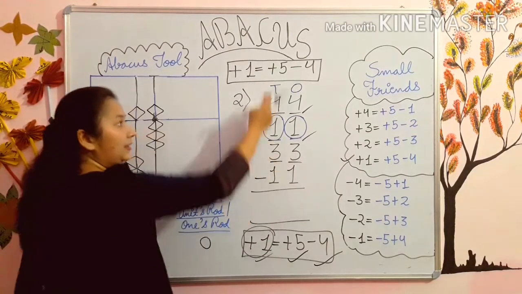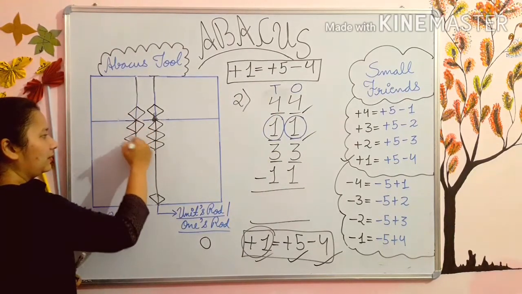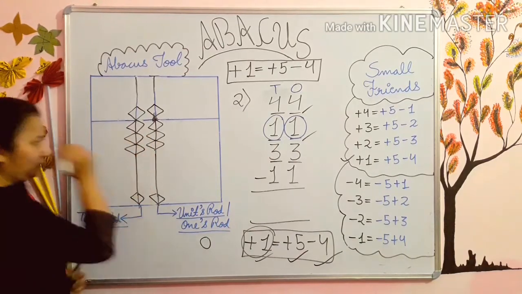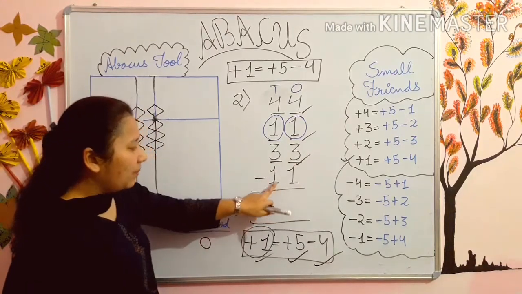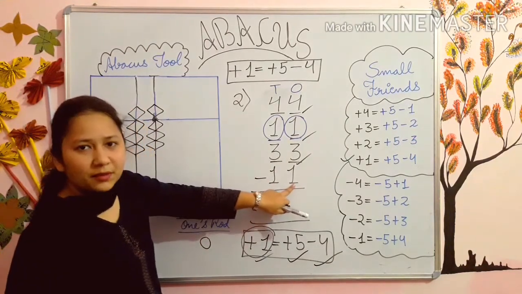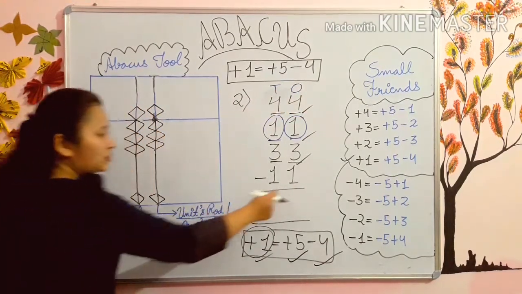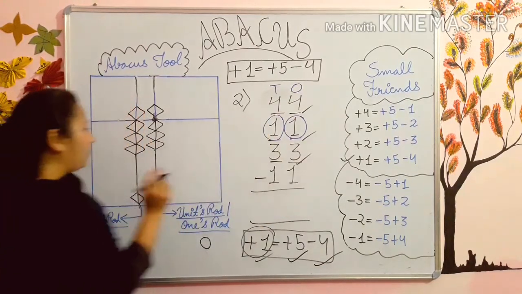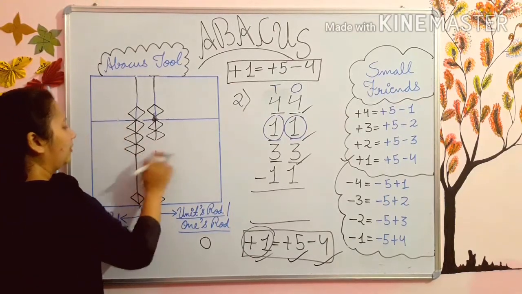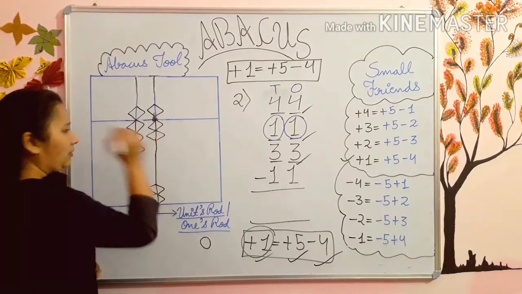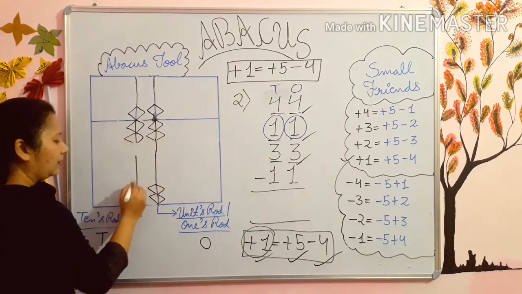Again you have to add 3 but in the tens rod. So put the 3 beads up. Done? This is also done. Now you have to do minus 1 and minus 1, means from the one's rod and tens rod you have to do minus 1. So first of all we will do minus 1 in the one's rod. Minus means put the bead down. And then again minus 1 means put the bead down.